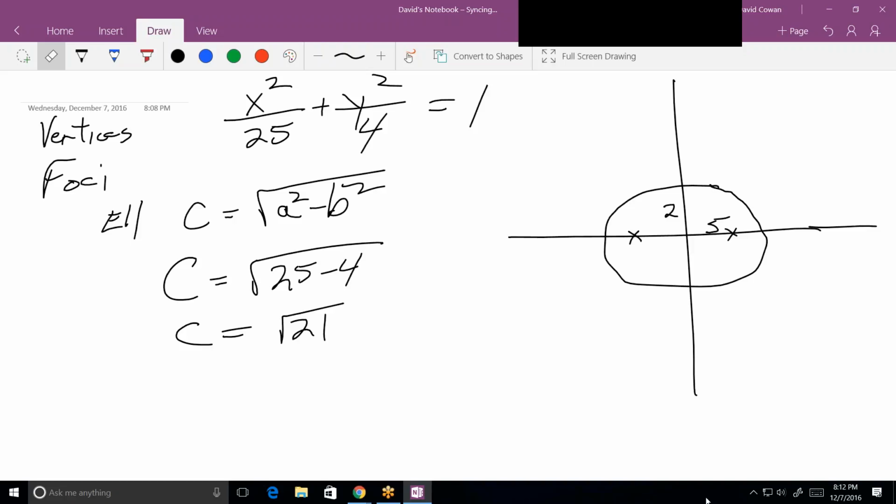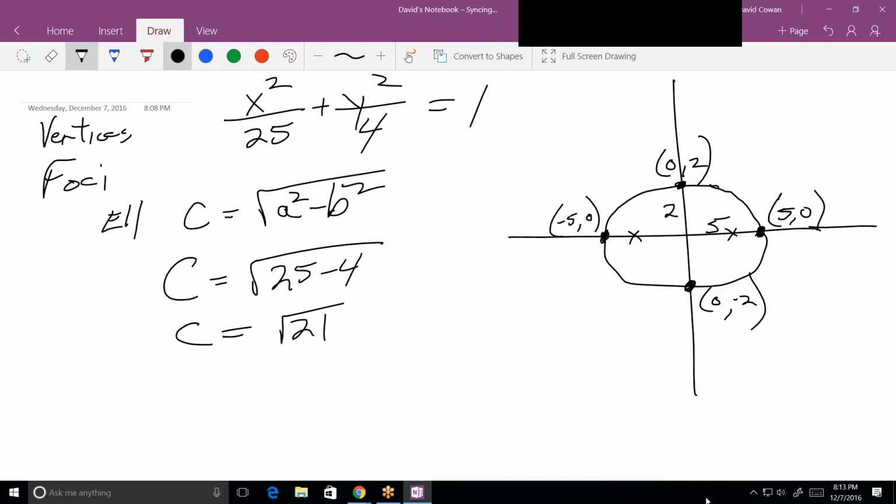Right. Okay, so my vertices are where? And your vertices are these two. I don't know, do they want the minor vertices also? Probably. What's the coordinate on that vertex? 5, 0. That one's 0, 2. And that one's minus 5, 0. And this one is 0, minus 2.